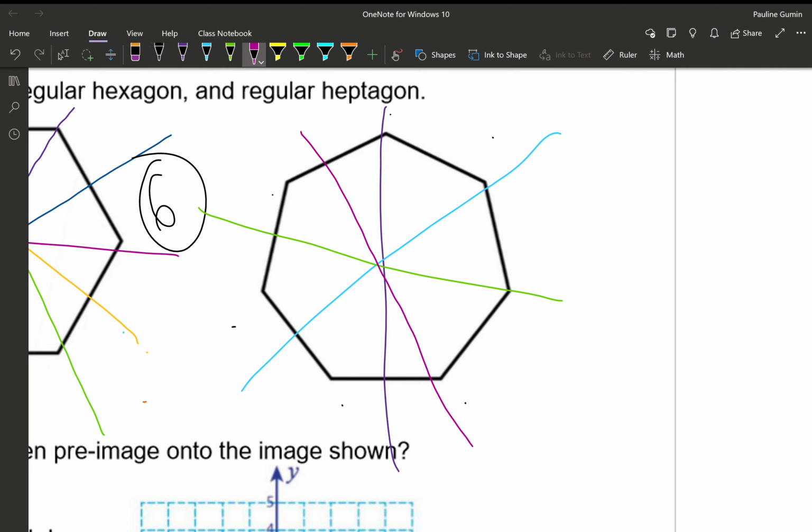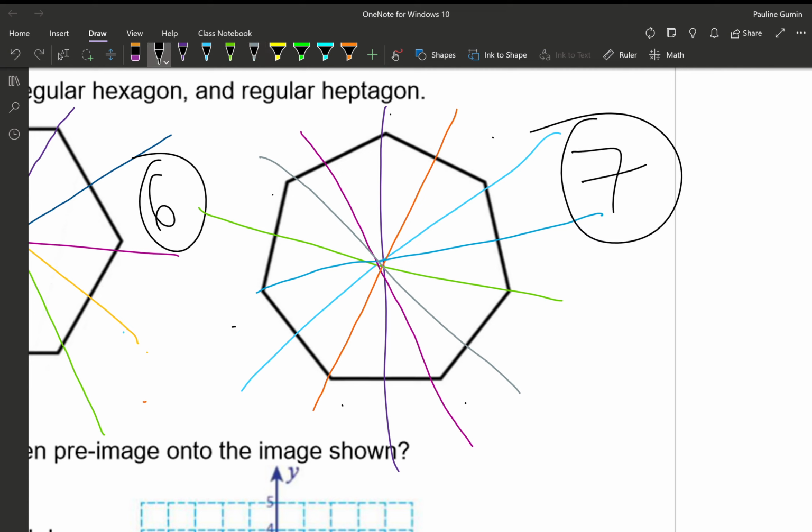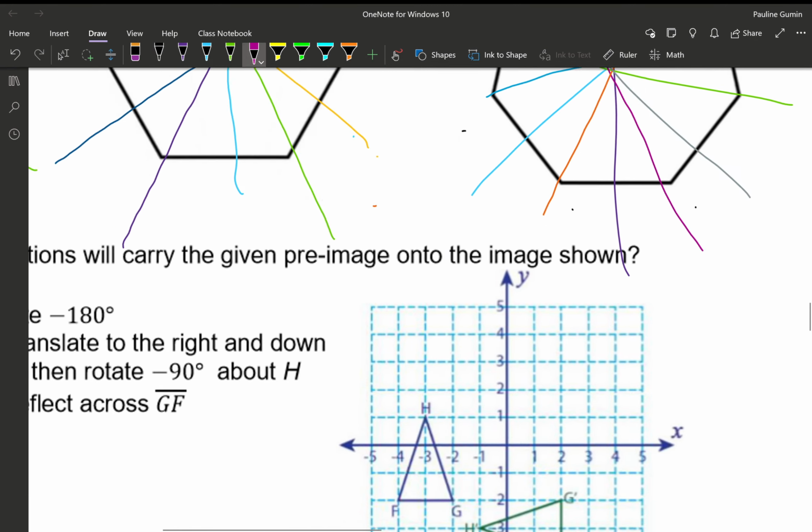And let's change some colors. 5. And let's do this blue. 6. And then one more. Let's do gray. 7. All right, beautiful. 7 sides, 7 lines of symmetry. Fantastic. Okay. Onwards we go.